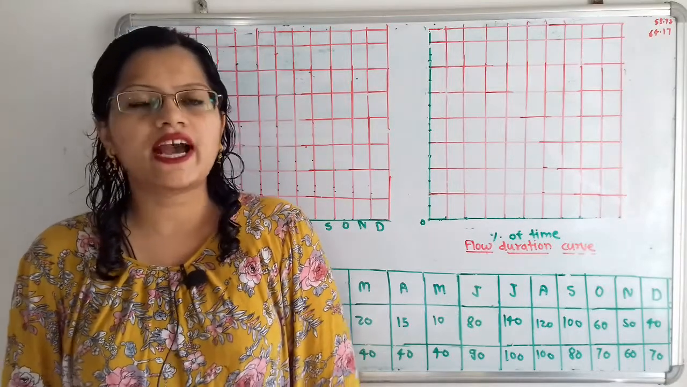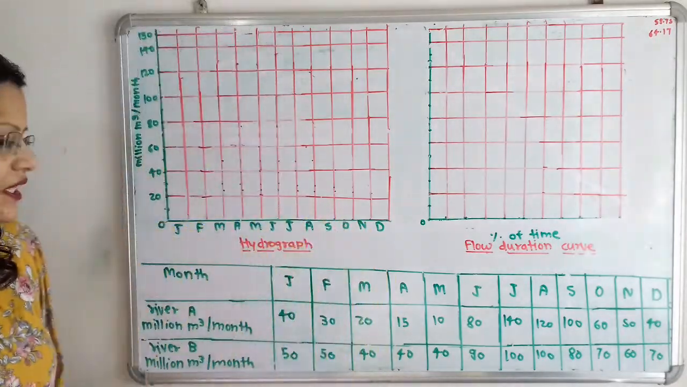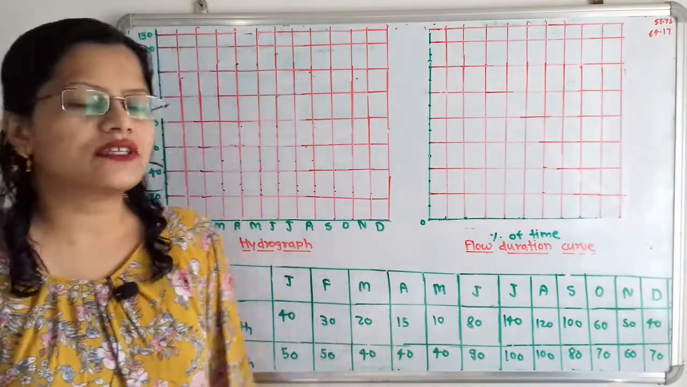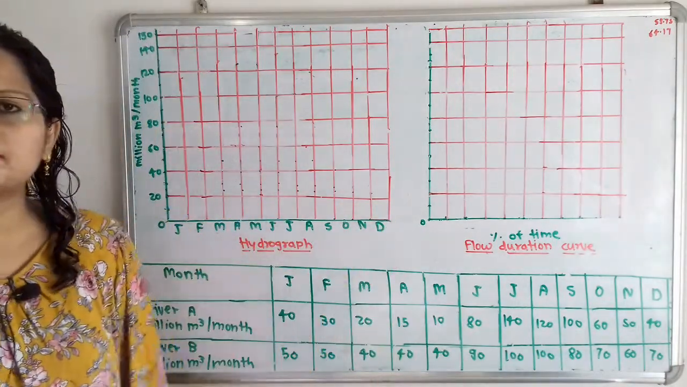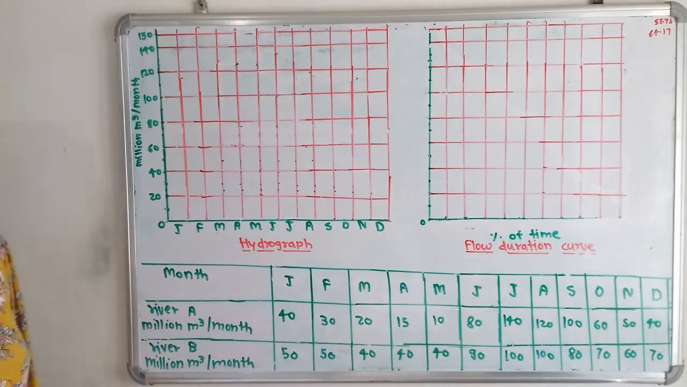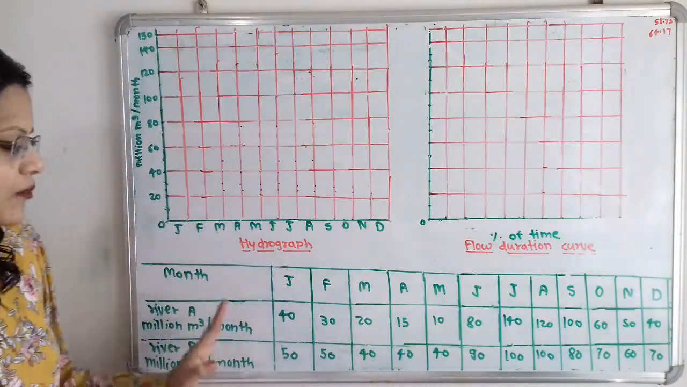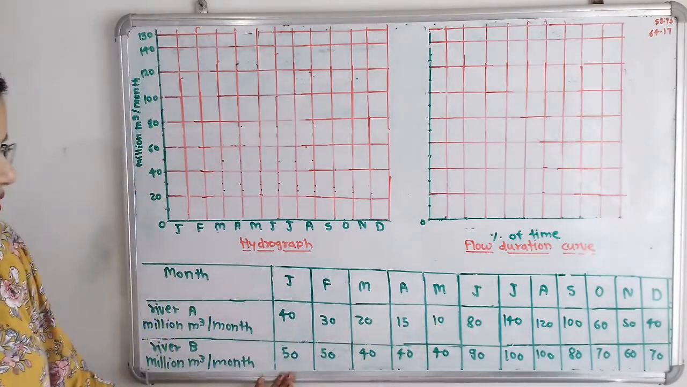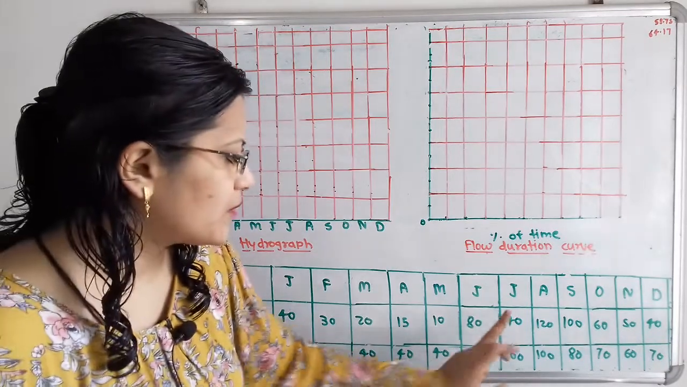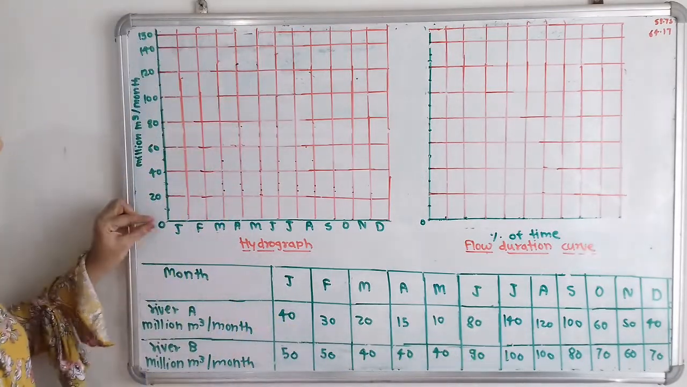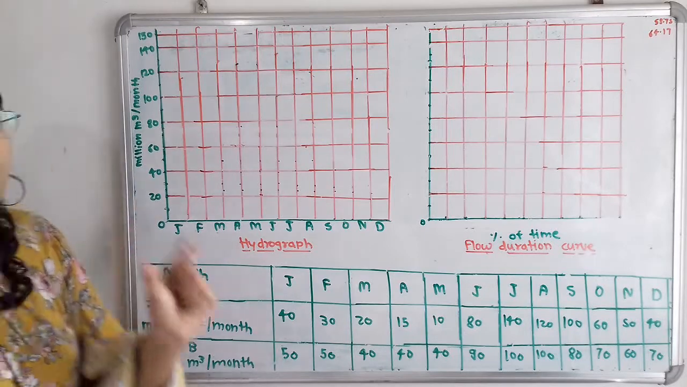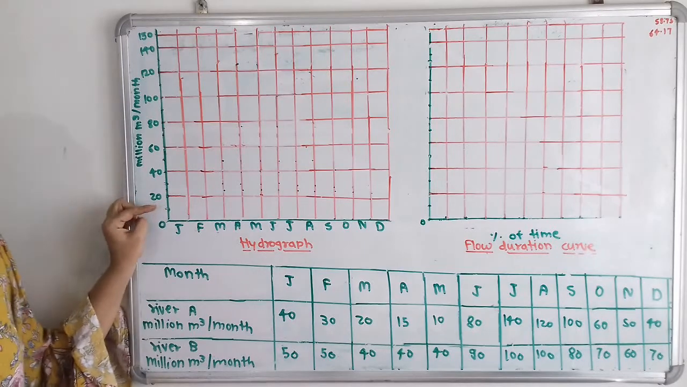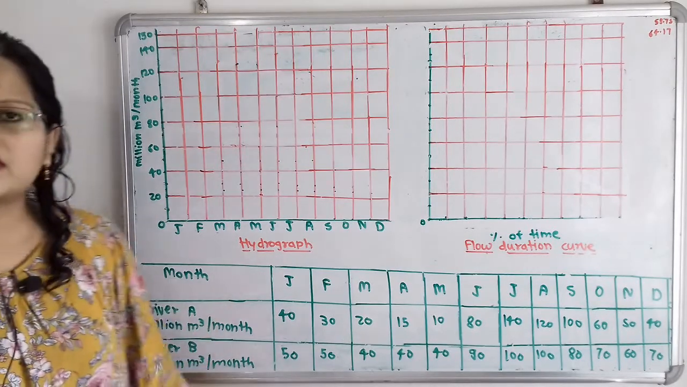Let us first draw the hydrograph for these two rivers. Here the period of 12 months is given, so on the horizontal line we have to plot the 12-month period and on the vertical line we have to plot the discharge. If we observe the discharge for these two rivers, minimum discharge is 10 and maximum discharge is 140, so we have to take the range from 0 to 140. We will take some suitable scale: I will take 1 centimeter equal to 10 million meter cube of discharge per month.